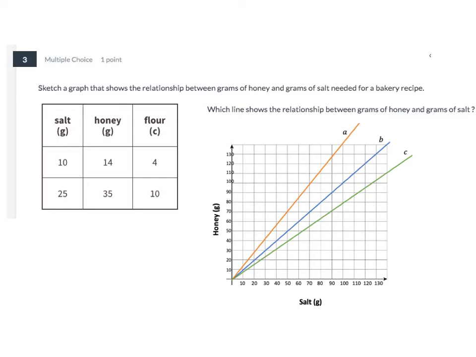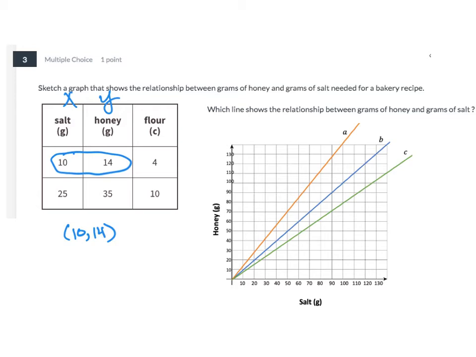Here is number 3. We need to figure out which of the lines actually represents the table. First of all, I'm going to label my table. I need to figure out my x values. If you look at the graph, my x values are the salt, and my y values are the honey. Then I'm going to pick this point. This point is 10, 14. Which of the lines has 10, 14 on it?